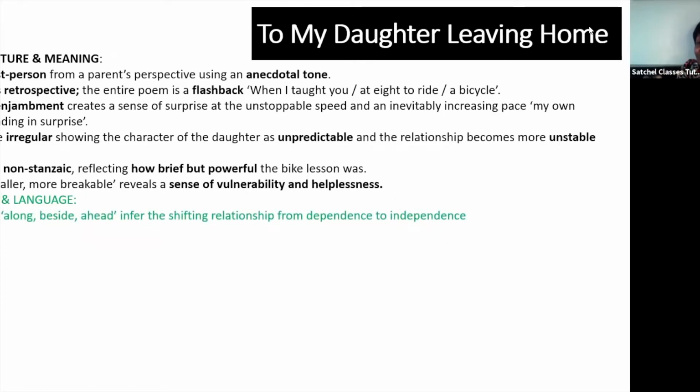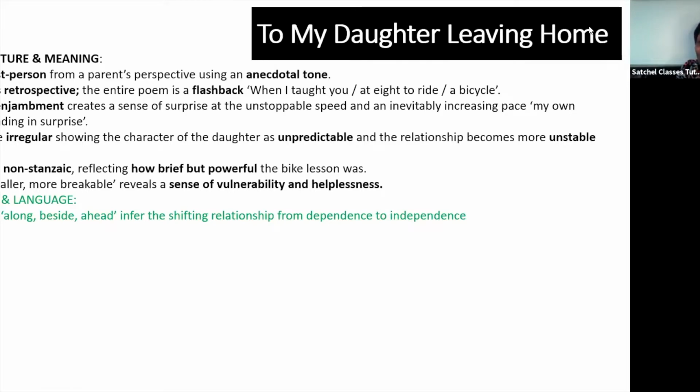So in this poem, the writer uses a great many different techniques and different devices and methods and poetic language. So for example, prepositions are used, and you can see the shift: along, beside, and ahead.